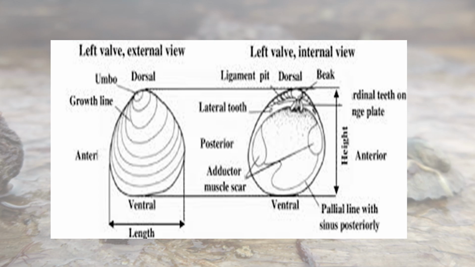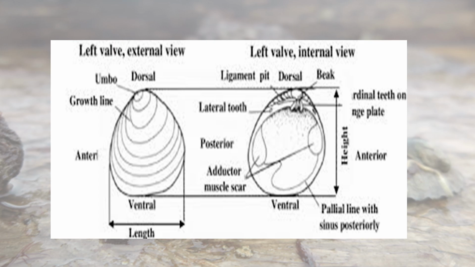Then we can see this is the part of Pelecypoda. In the left wall, you can see the external view, and on the right side, you can see the internal view of the left wall. Okay. In the external view, you can see a growth line which is concentric in shape. We can see it as the concentric growth line, and the umbo on the dorsal side, and the ventral side are present, and then anterior and posterior, left side and right side.